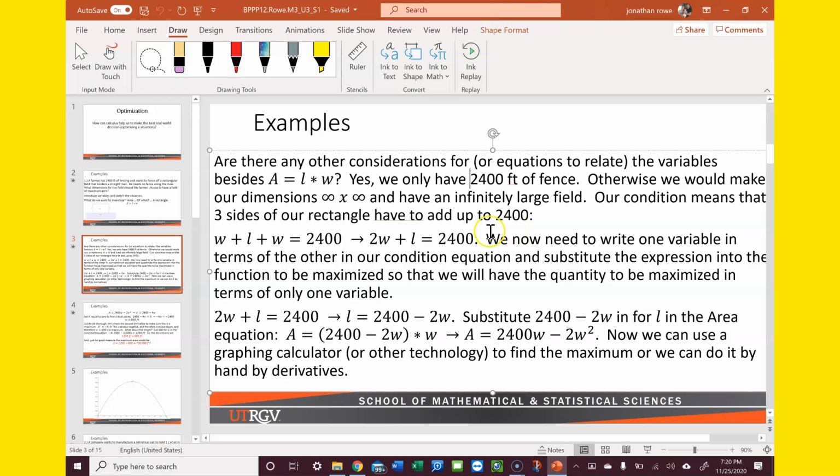So now you can use substitution. You can write one of these variables in terms of the other, solve for either W or L, and substitute it into the area equation for the other variable.